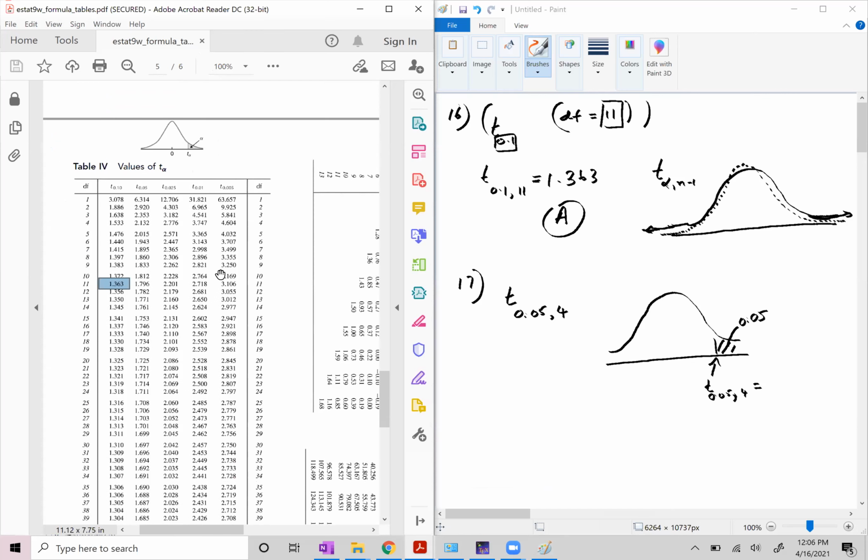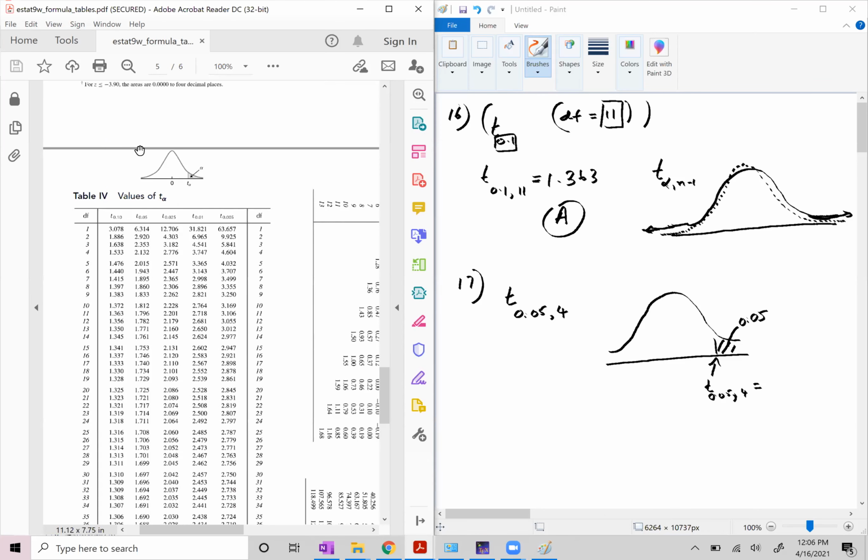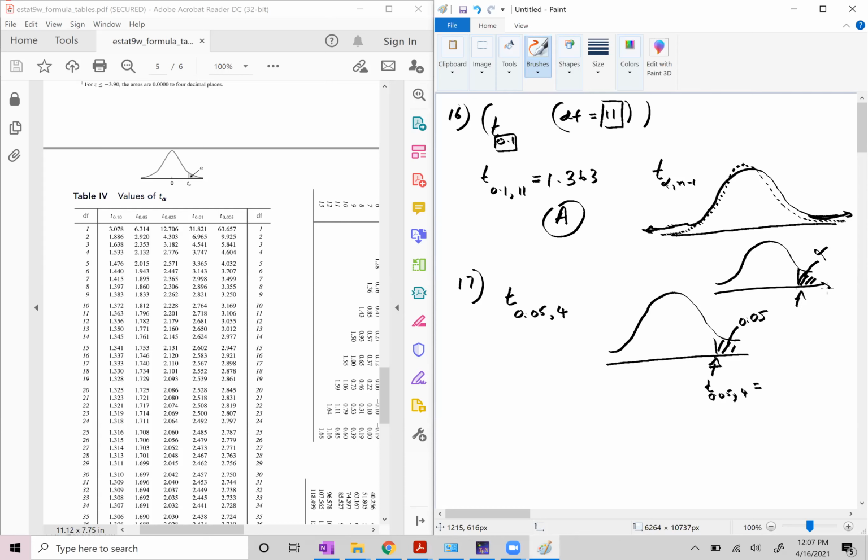If you're not sure what this thing is giving you, the picture on top will help you understand it. It clearly says t alpha. When you have alpha probability marked towards the right-hand side, the value here on the t-axis is given as t alpha. That's what we find in this table.